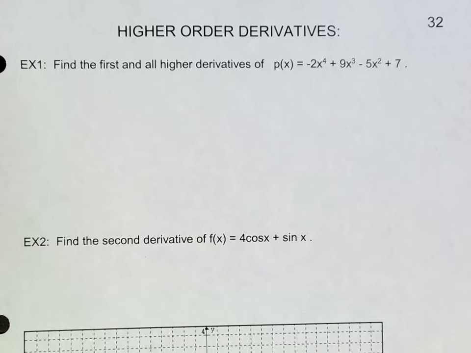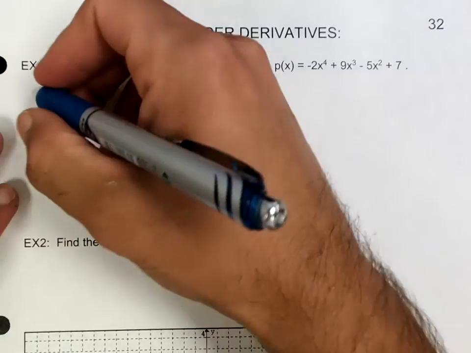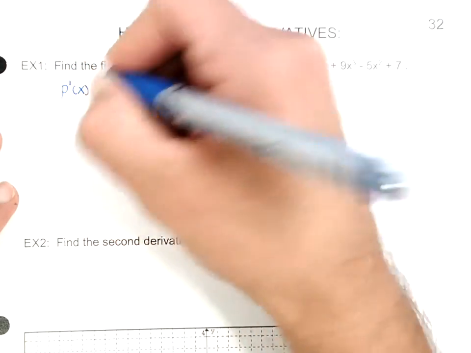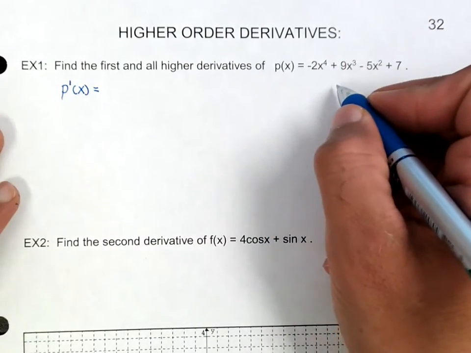This is topic 32, higher order derivatives. Now we're going to find the first and all the higher derivatives of function p of x. So we're going to start with the first derivative. Right, so we're just going to use the power rule like we've used in the past.